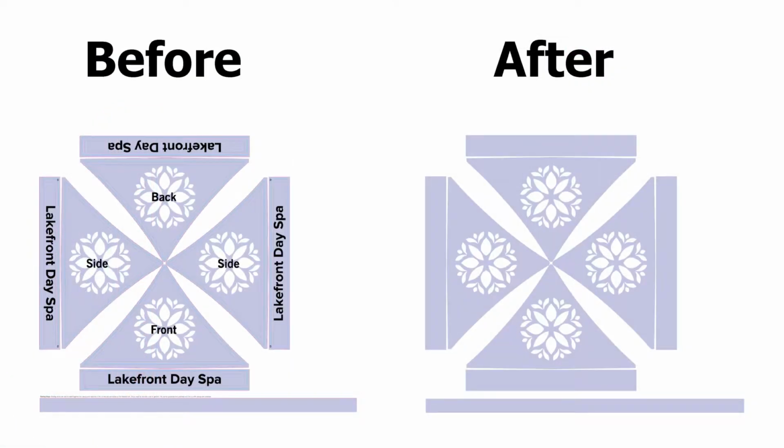On the left is the design before going through the artwork checking system, and on the right is the design after going through the artwork checking system. Since the text is using the black color swatch from the template, the text is removed from the design.